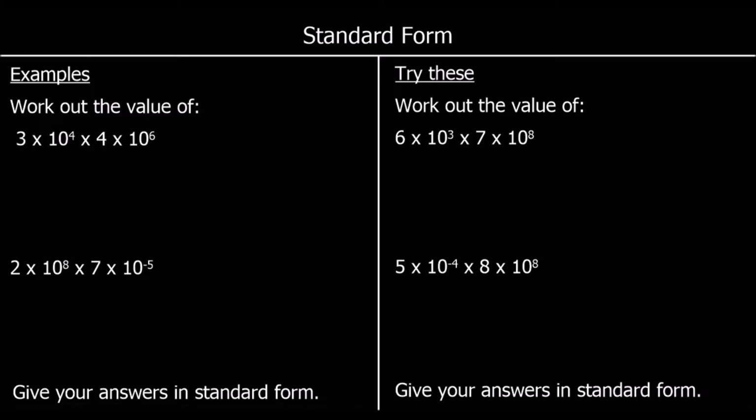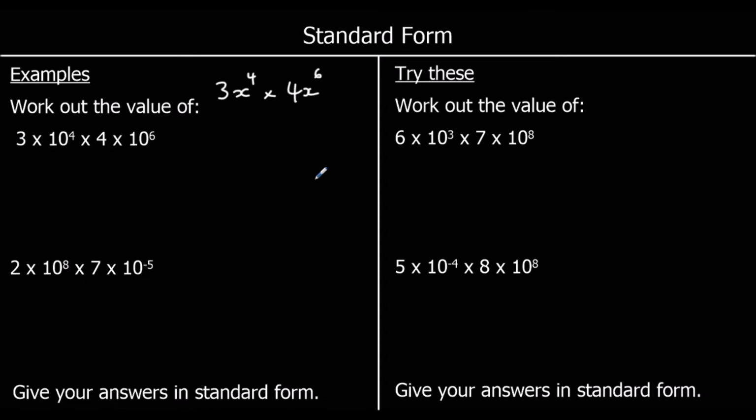Now we're going to look at multiplying numbers in standard form. So work out the value of 3 times 10 to the power of 4 times 4 times 10 to the power of 6. This is very, very similar to an indices question. So imagine we've got 3x to the power of 4 multiplied by 4x to the power of 6.